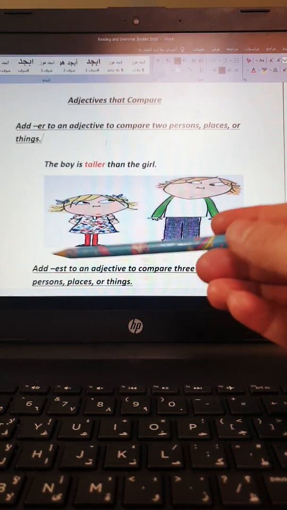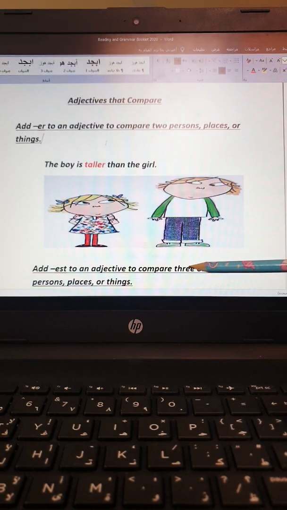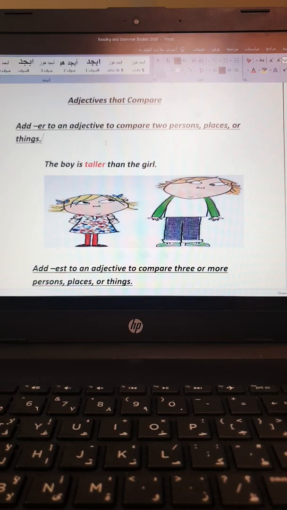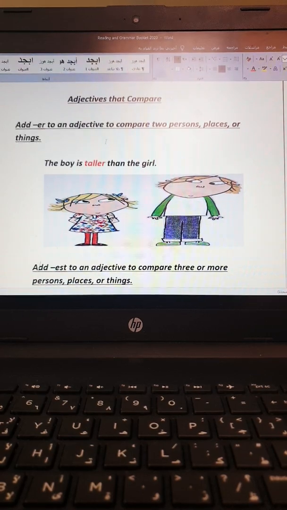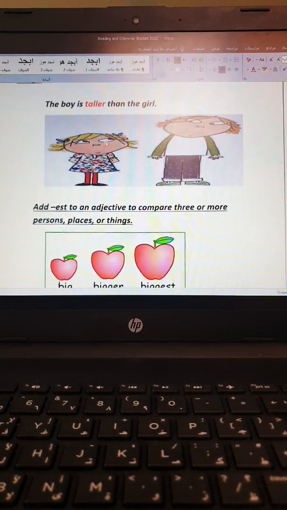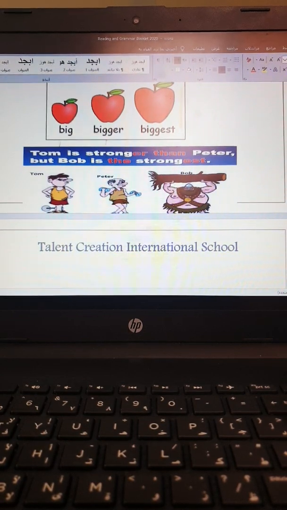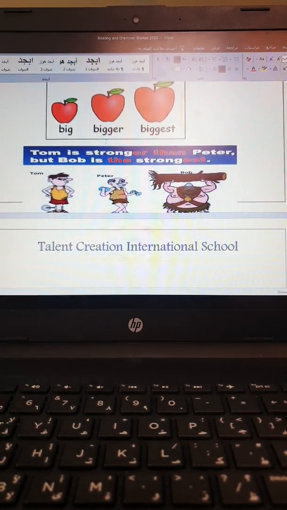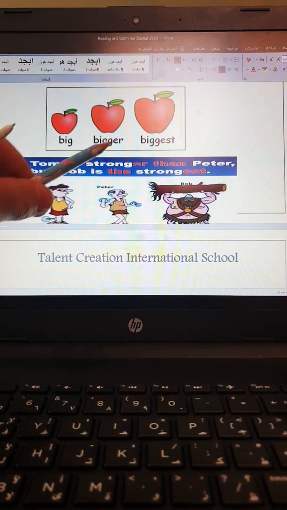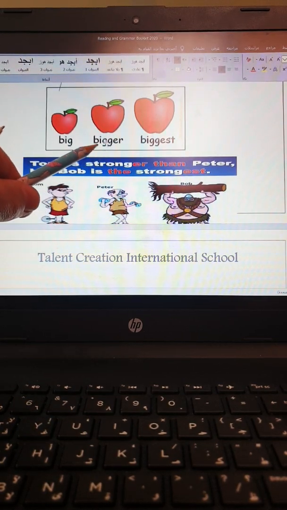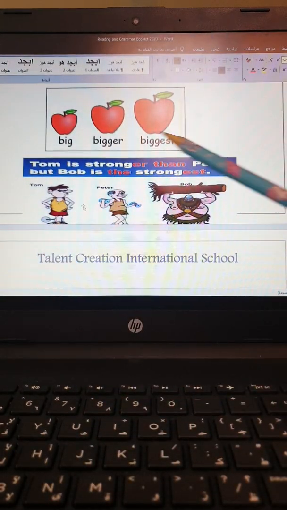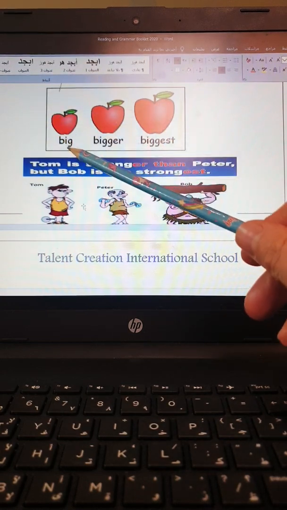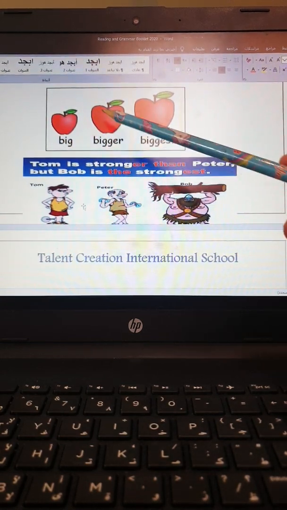And we add est to an adjective to compare three or more persons, places, or things. So if I have more than two, I will add est to the base word. So look here, we have big. Big is a base word, it's an adjective. We add er and we double the g. Okay, so bigger, and we have biggest. Big, bigger, biggest.